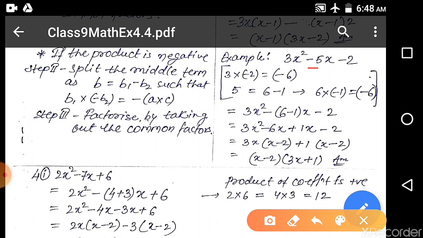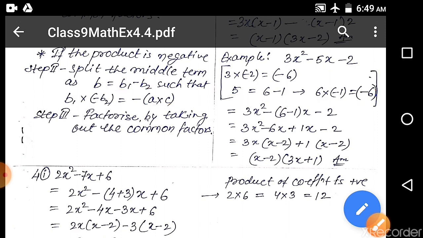But there is one more condition: we have to subtract in such a way that the product of those two terms, b1 and b2, is also equal to the product of a and c. So for 5 we can write 6 minus 1. Why? Because 6 times −1 is equal to −6, which is exactly equal to the product of the coefficients of the first and last terms.